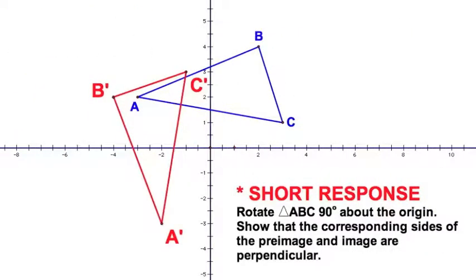Now this is exercise number 24 from your textbook, and it's pretty interesting. We're going to take the pre-image, triangle ABC, rotate it 90 degrees about the origin here, and we just want to demonstrate by finding slopes that each of the corresponding sides is perpendicular to its image. Well, first off, I suppose we should rotate the figure. And how do we do that? It looks like that. Well, I already have it done for you. We've already mastered that bit.